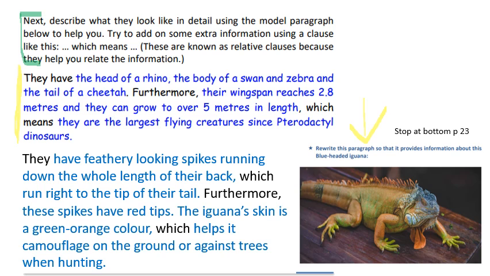So when you get to the bottom of page 23, that's when you can stop, because you're finished for today. Like I said, today's English tasks are to prepare you for writing your own report tomorrow using those sentence starters that we've seen, using the language like furthermore, which, all of that.